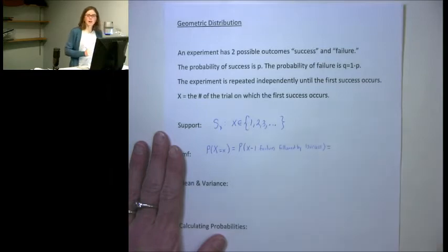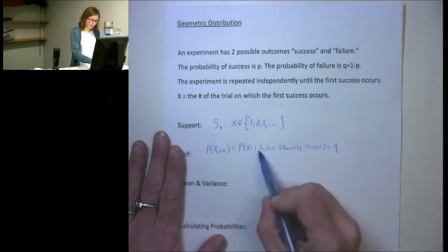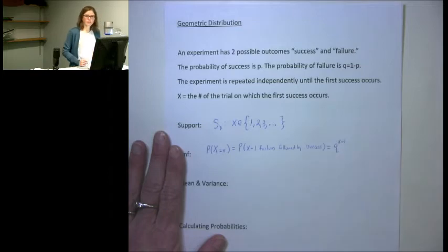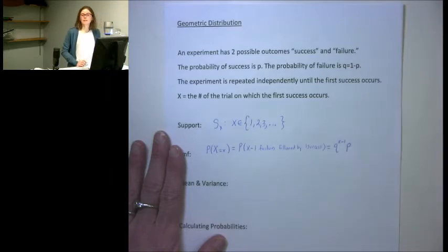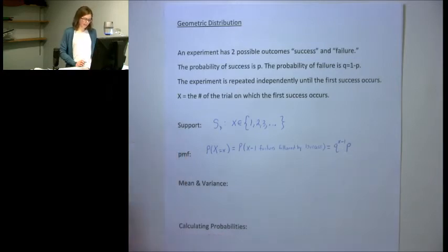We know we have independent events, so the probability of a failure is q. We'd multiply q times q times q, x minus 1 times for my x minus 1 failures, and then multiply by p, the probability of success, for that 1 success that occurred. So this would be having x minus 1 failures and then 1 success.